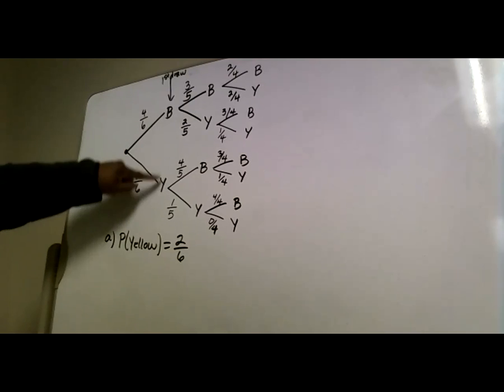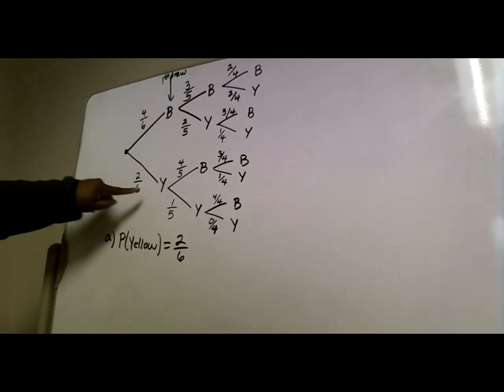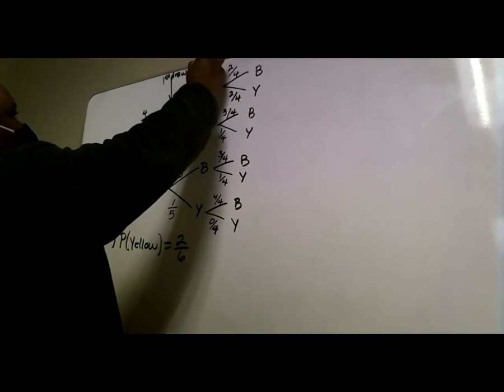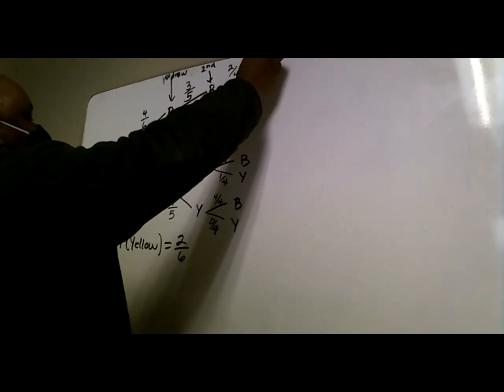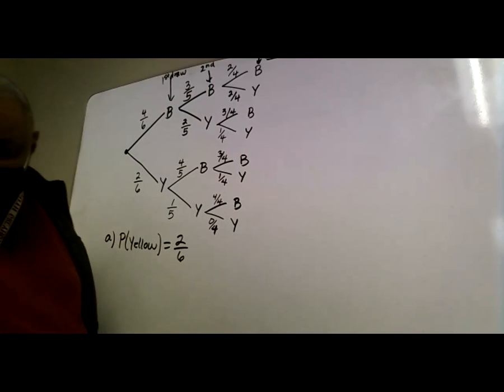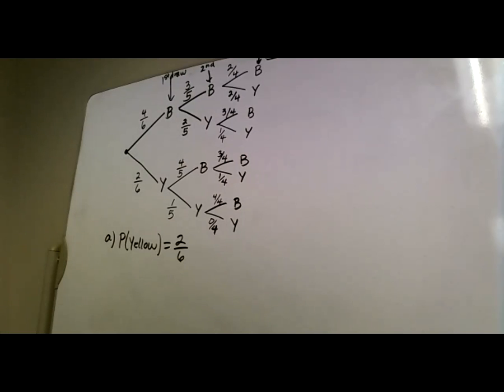Because notice, the probability of a yellow marble on the first draw will be 2 out of 6. And this is the second. This will be the third. And then part B, exactly 2 draws are needed to get a yellow marble.